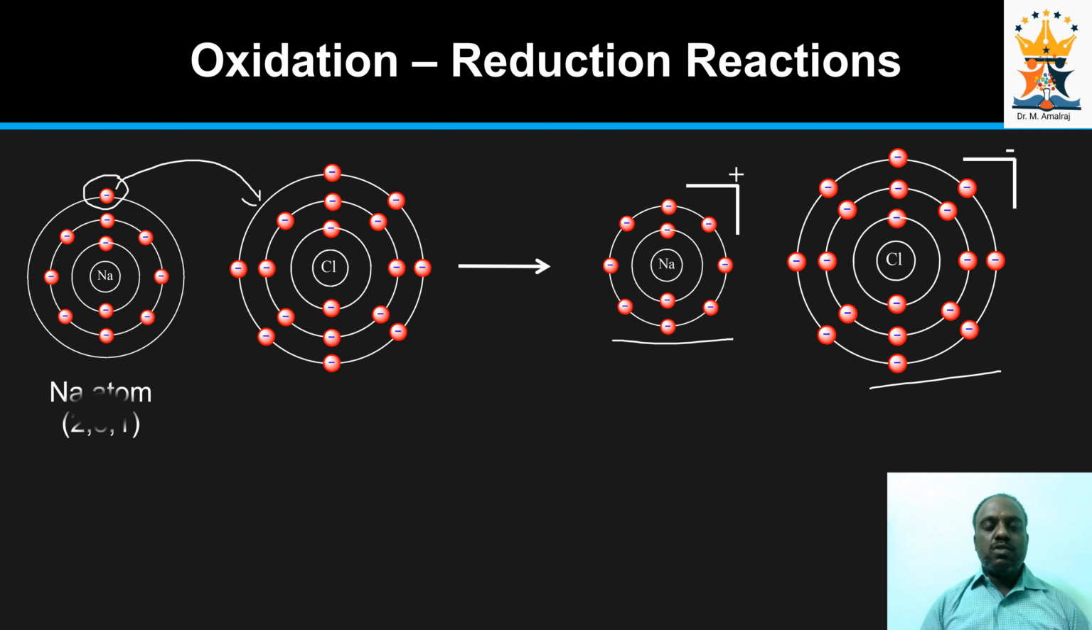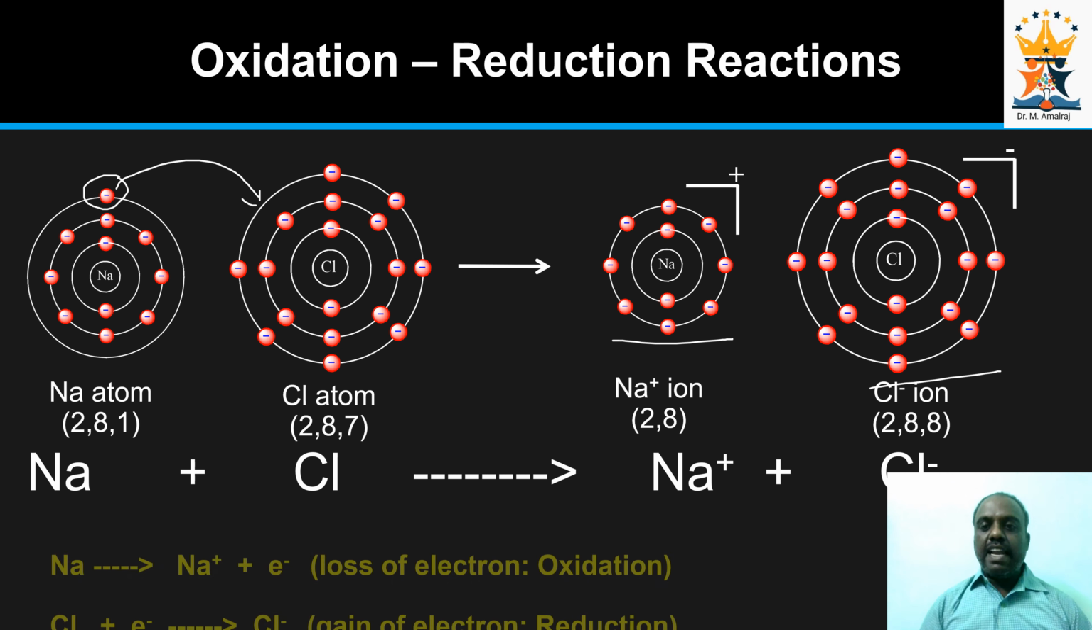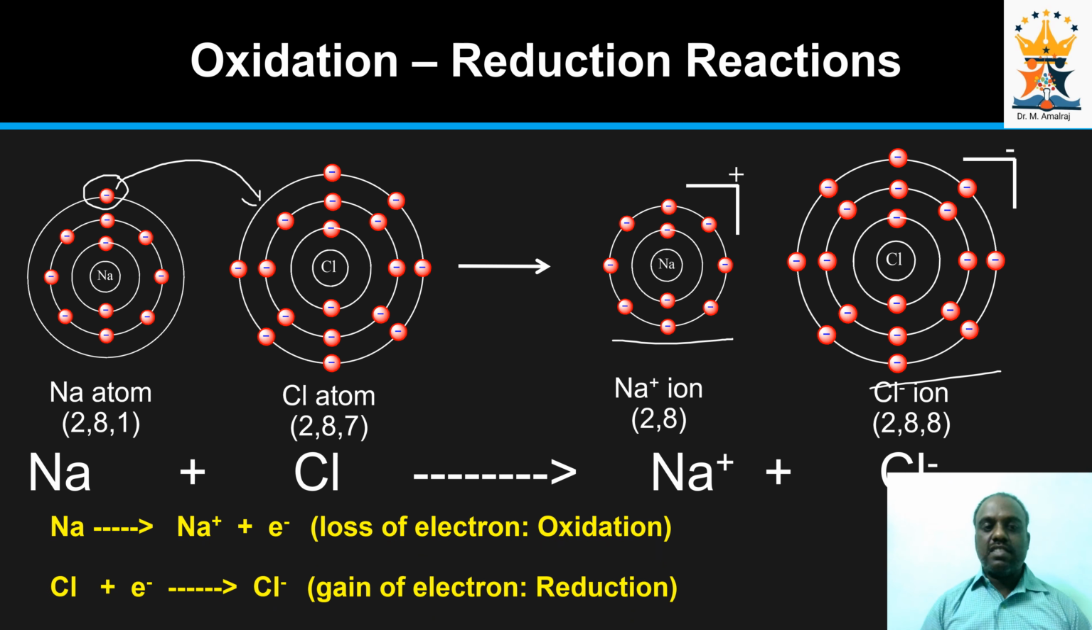Since sodium loses the electron, it is said to be oxidation. See that the sodium atom loses the valence electron, and the loss of electron is nothing but oxidation. On the other hand, chlorine gains that electron to form Cl minus, and the gain of electron is nothing but reduction. So the formation of sodium chloride is a simple example of a redox reaction.